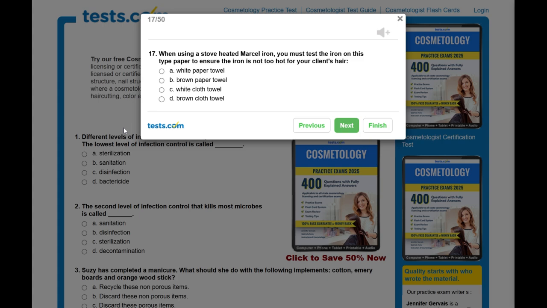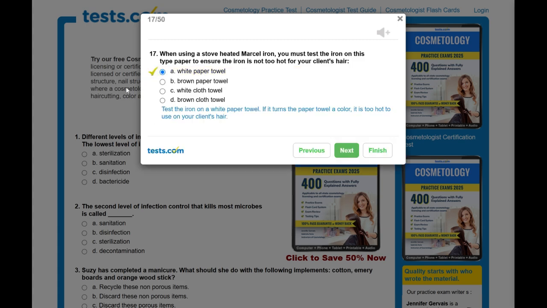Question 17. When using a stove-heated Marcel iron, you must test the iron on this type of paper to ensure the iron is not too hot for your client's hair. A. White paper towel. B. Brown paper towel. C. White cloth towel. D. Brown cloth towel. A. White paper towel. Test the iron on a white paper towel. If it turns the paper towel a color, it is too hot to use on your client's hair.